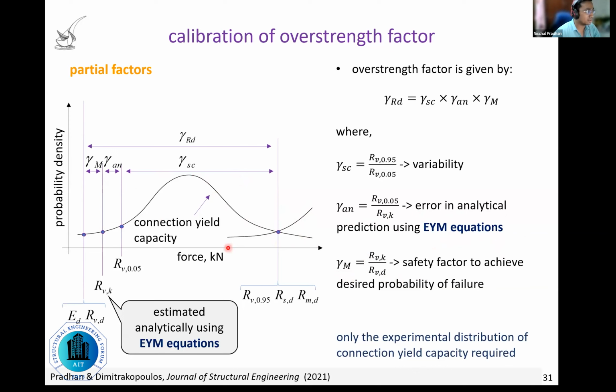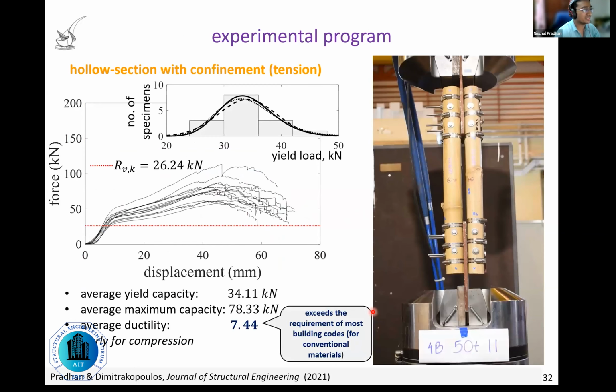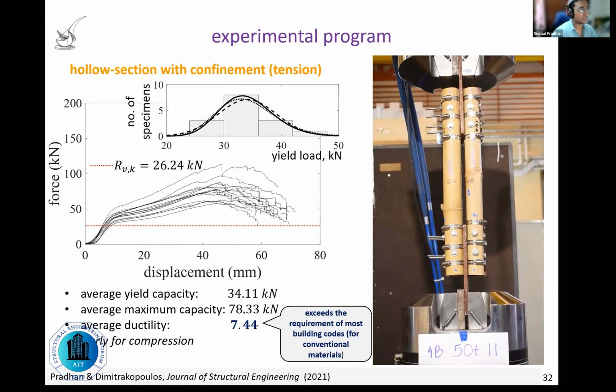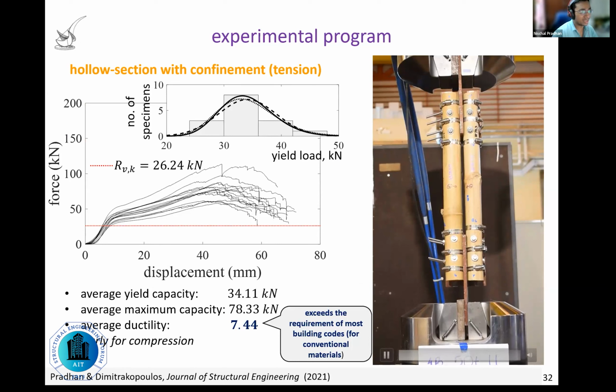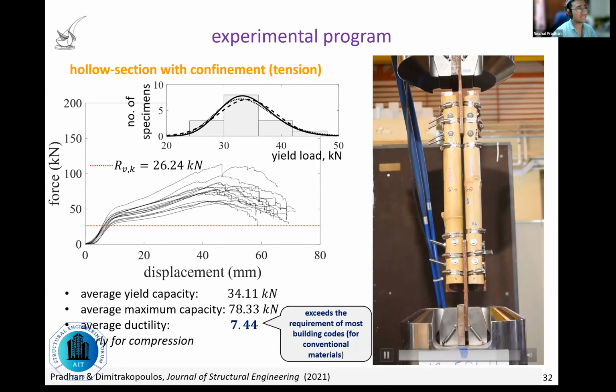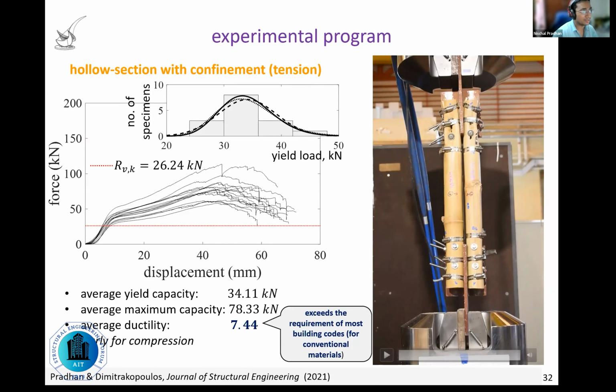Now, to calibrate these partial factors, we only need the experimental distribution of yield capacity. So to do this, we perform experimental tests. Here we perform about 15 tests for each type of connection. Okay, so this is a typical response of hollow member under tension, and as you can see, elastic response followed by bolt yielding, followed by large plastic deformation, and then failure by means of culm damage and or bolt fracture.